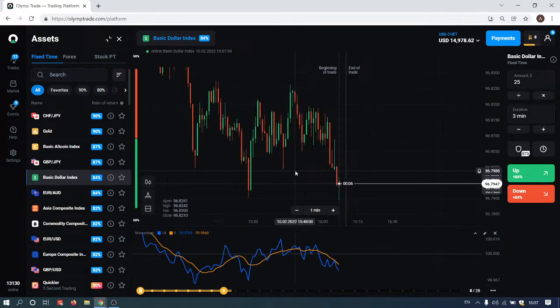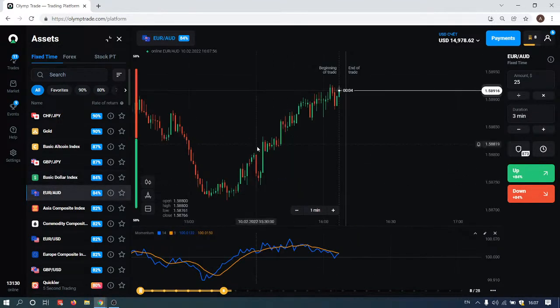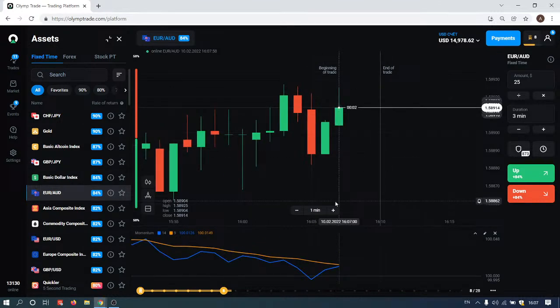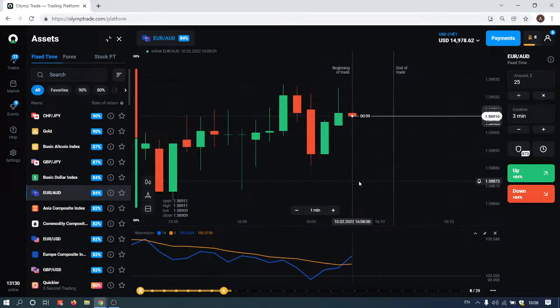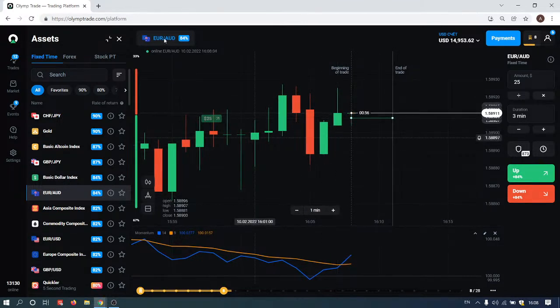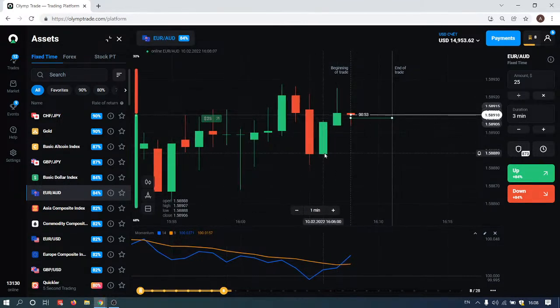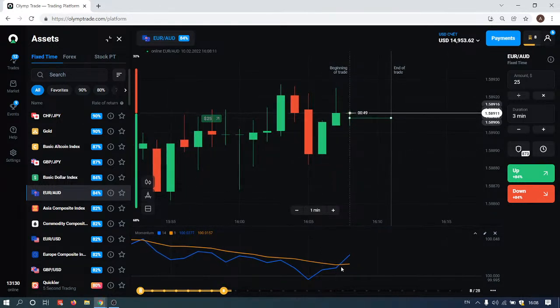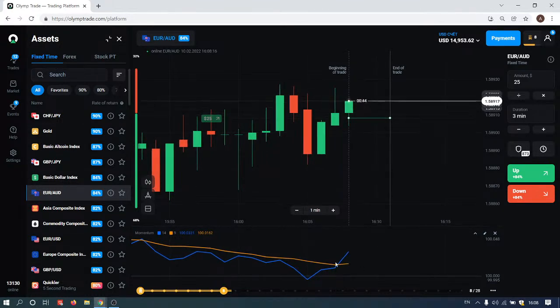I will not do anything with that trade. I will probably keep it as it is, and I want to go ahead and open another trade. My next trade is on the euro against the Australian dollar currency pair, and this trade is once again in the upwards direction because the blue line crosses the orange line on this candlestick.